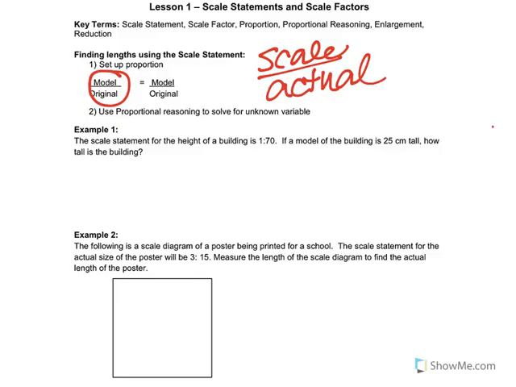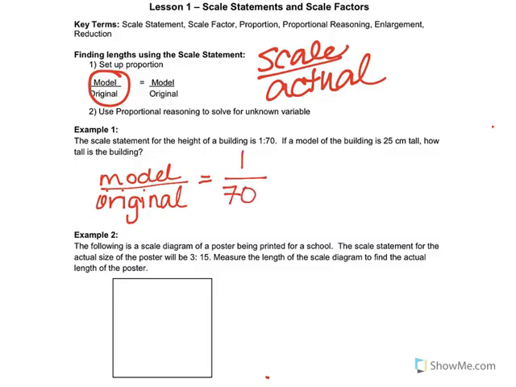Okay, so the scale statement for the height of a building is 1 to 70. If a model of the building is 25 centimeters tall, how tall is the building? So we're going to say the model over the original. And now we're going to change this 1 to 70 to a fraction, and it's just 1 over 70 instead of 1 to 70. And now we're going to set up a proportion. So because we're talking about the model size, the scale size, the 25 goes on the top. We are looking for the actual size, so x goes on the bottom.